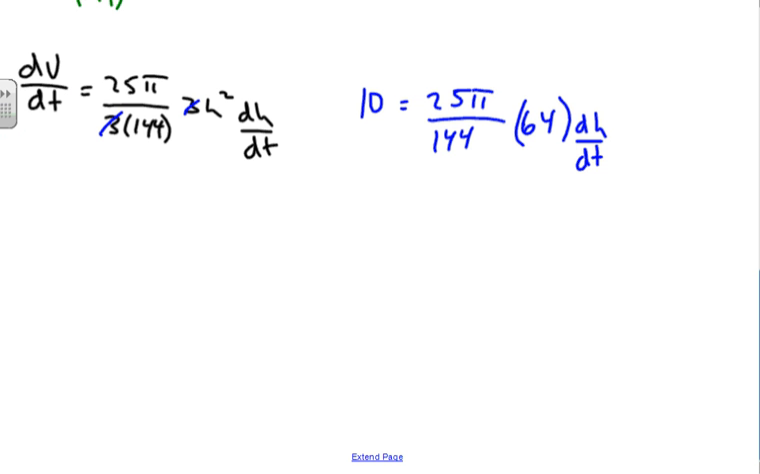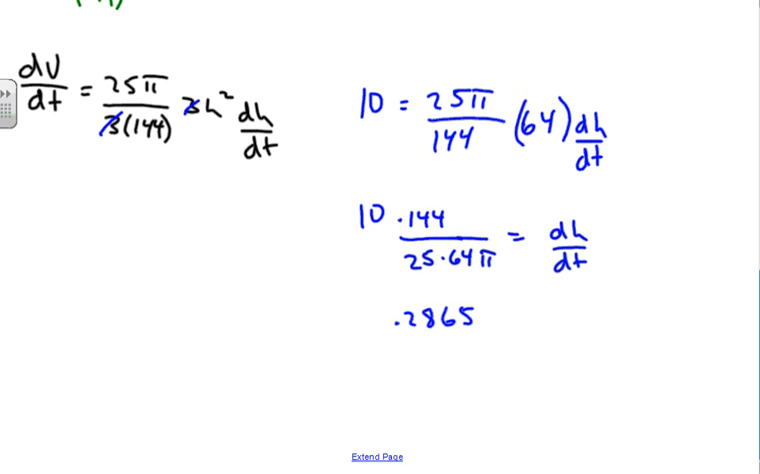From here, we can solve for dh/dt. We'll have 10 times 144 over 25 times 64 pi, and that equals dh/dt. If you want to take out your calculator, you could do that and find out what that decimal is. We have 10 times 144 divided by 25, and just so you know what I'm doing right now, I'm punching this in the calculator that I have in my hands. 64 pi. Make sure you put parentheses in the denominator.